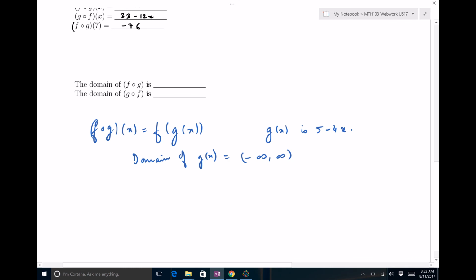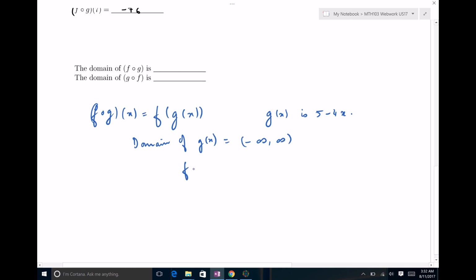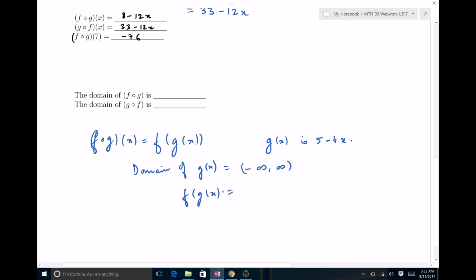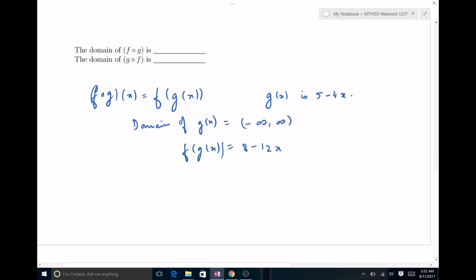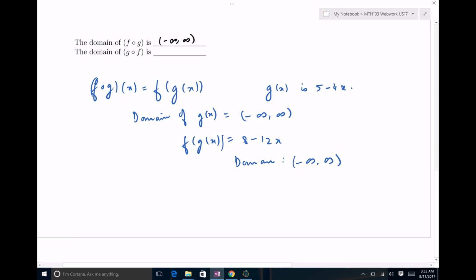And when I take f composed with g of x, f composed with g of x is equal to 8 minus 12x. And again, the domain here of this function would be everything from negative infinity to infinity. So you can accept all possible numbers, which means that the domain of f composed with g is negative infinity to infinity, all the real numbers.